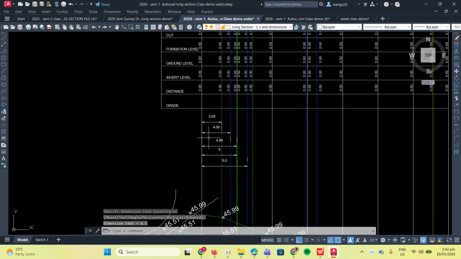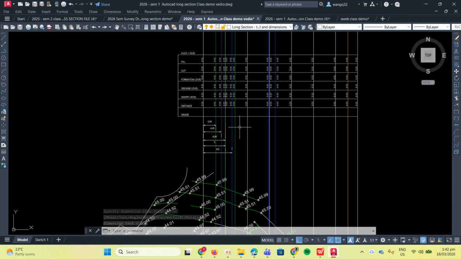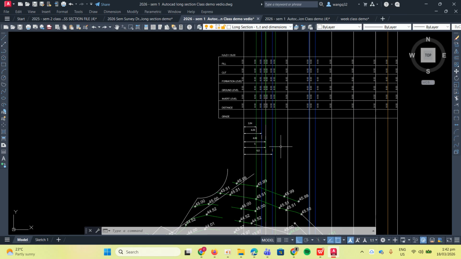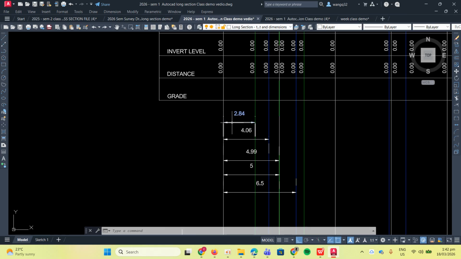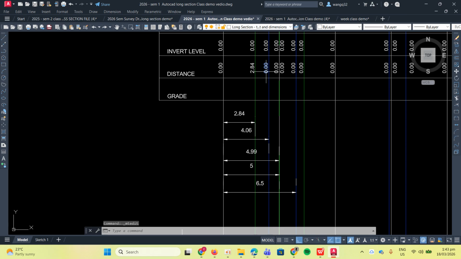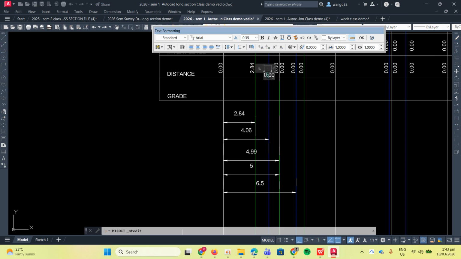Yeah. So you just keep going until you come down to the other side of your pipe or the other 5-meter interval. So when you have this number, that's the distance. When you change the number inside here, that will be 2.84, and this one will be 4.06.